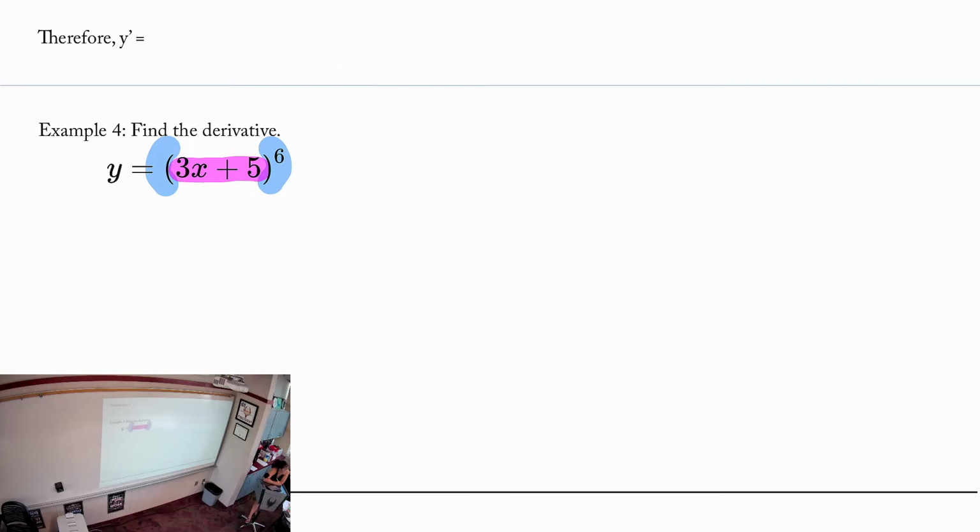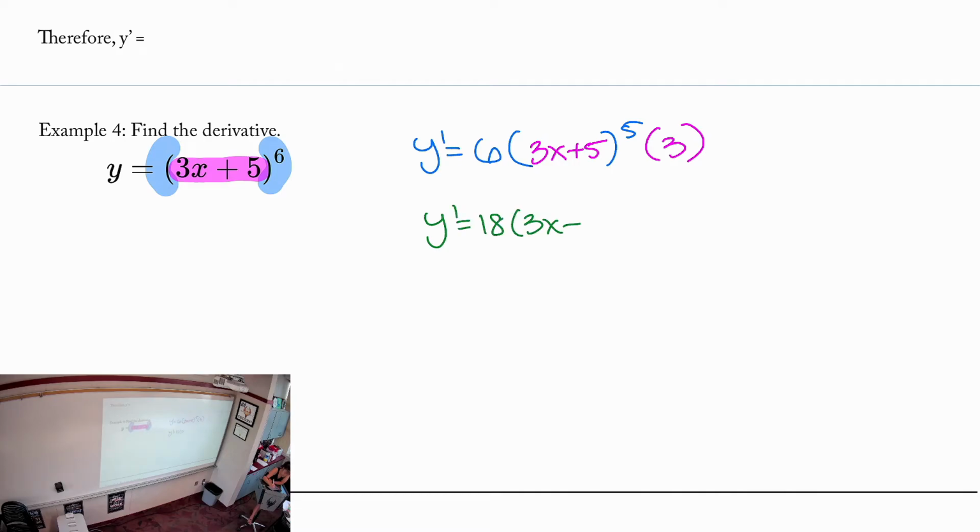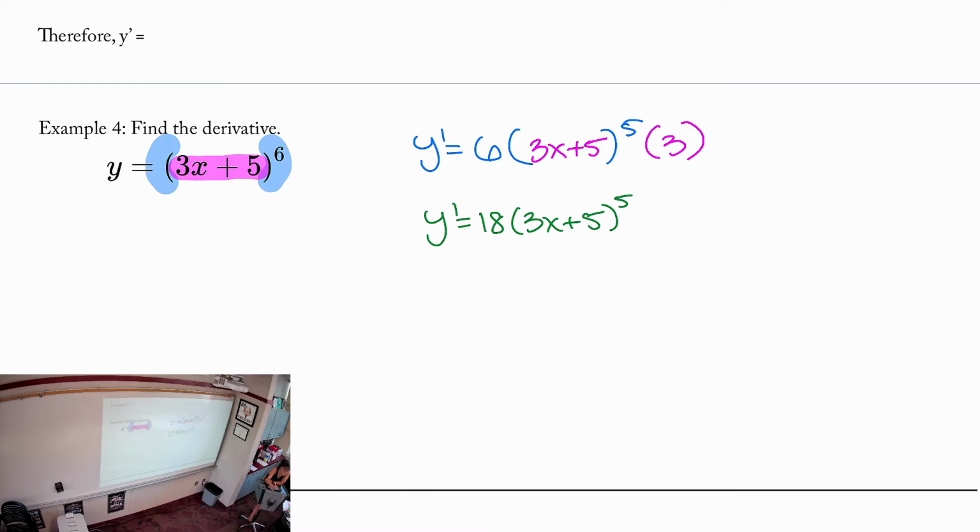Okay. Outside function is something to the 6th power. So I have 6, something to the 5th power. And then I multiply by the derivative of the inside, which is 3. So y prime is 18 times that. That's it. Most commonly made mistake is to accidentally put the derivative inside the inside function instead of the function itself. Don't do that. You leave the function alone.